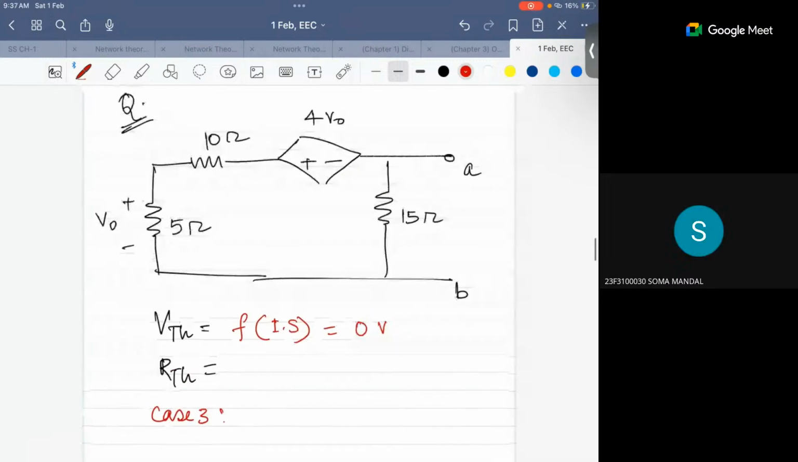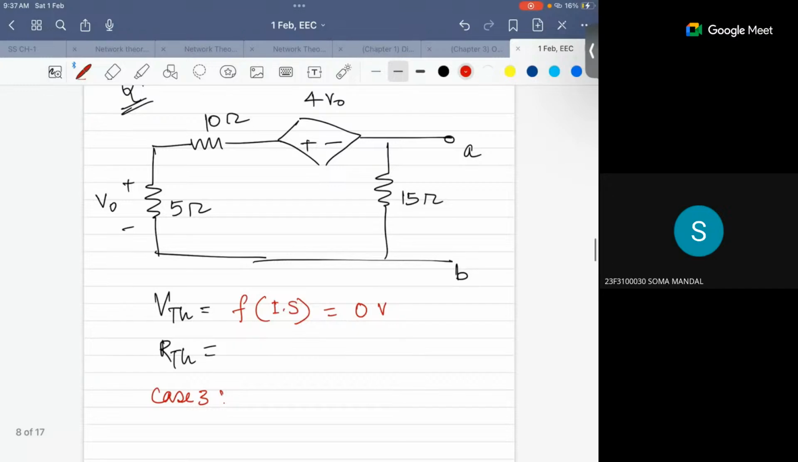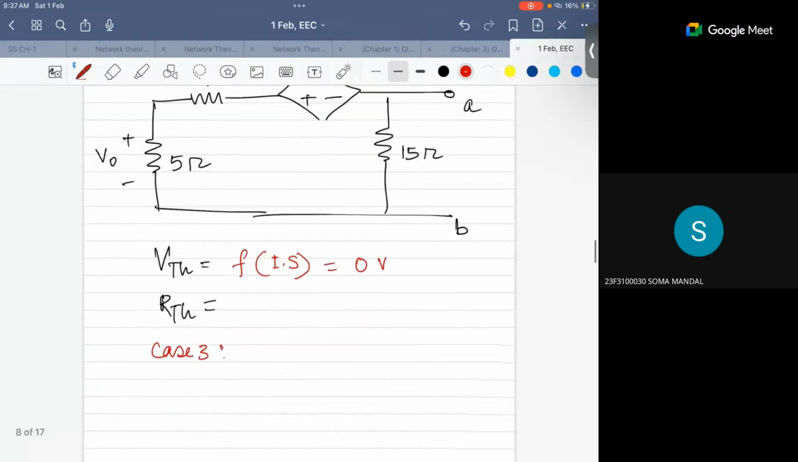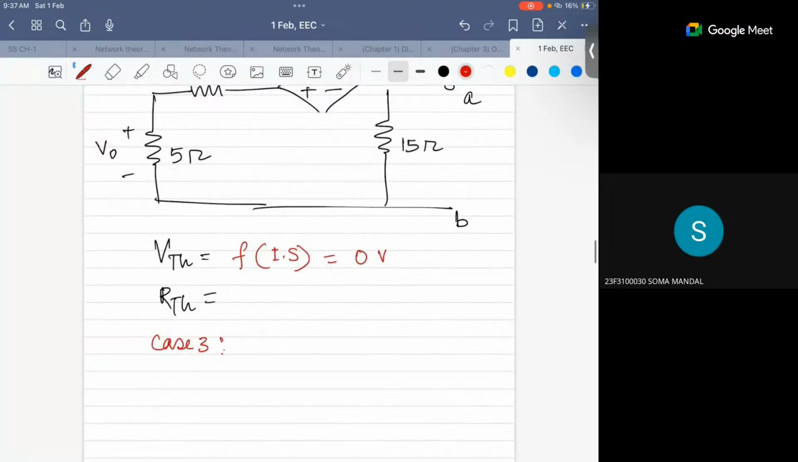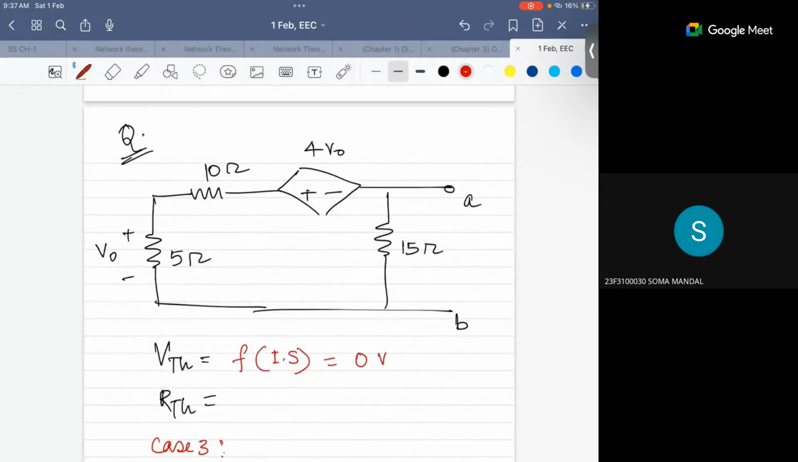Okay. Now you have to calculate the RTH. So case 3, right? How do we calculate RTH? RTH is VDC upon IDC. So you can just take a voltage, add a VDC here, and pass a current.